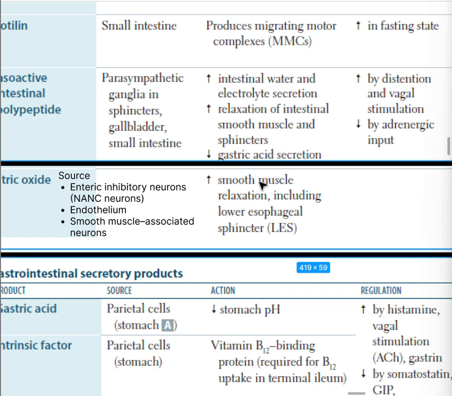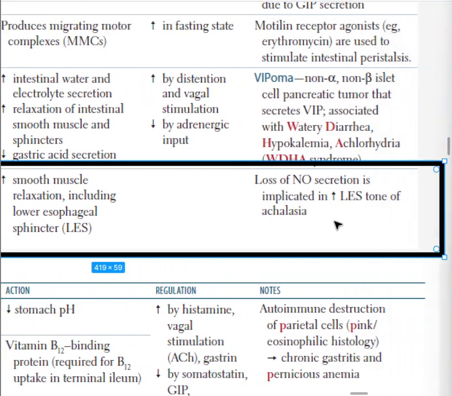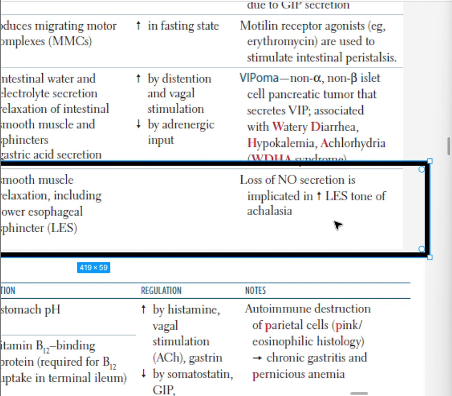Regulation of nitric oxide depends on nitric oxide synthase activity, and the stimulators: how is it stimulated? It's stimulated by shear stress in blood vessels. When blood flow increases, endothelial cells release nitric oxide. Acetylcholine also increases NO release, parasympathetic stimulation increases NO release, and so does calcium. Since nitric oxide synthase requires calcium and calmodulin, calcium also increases it.